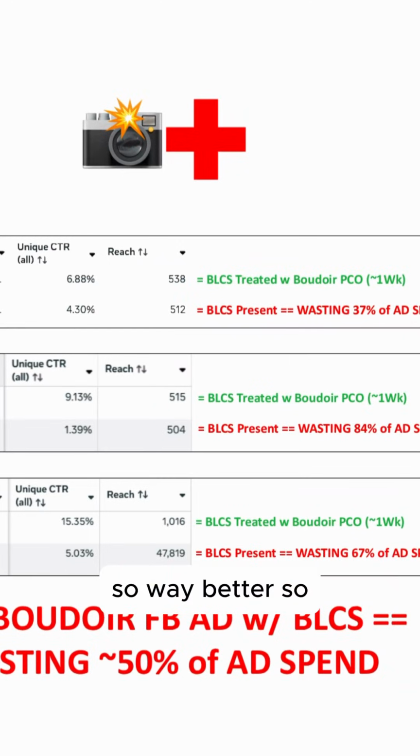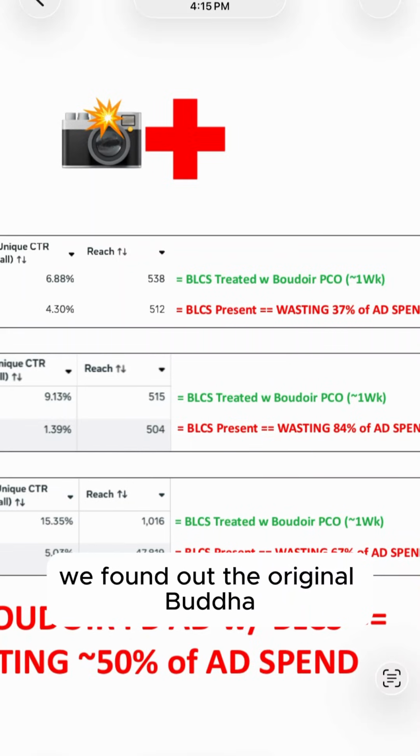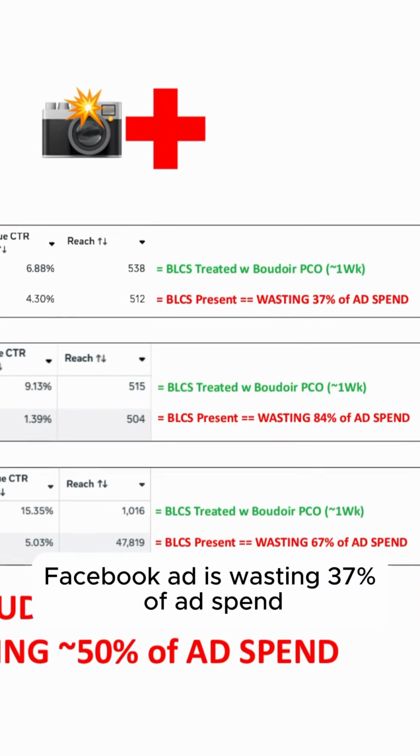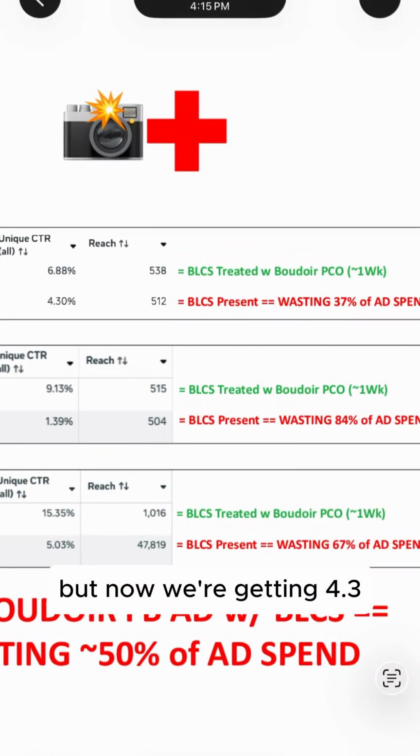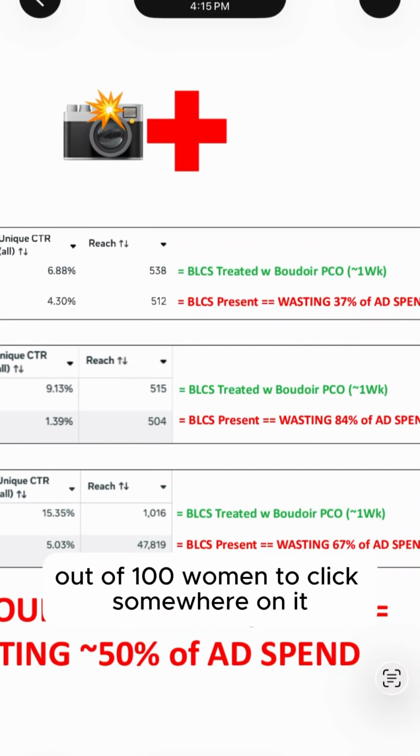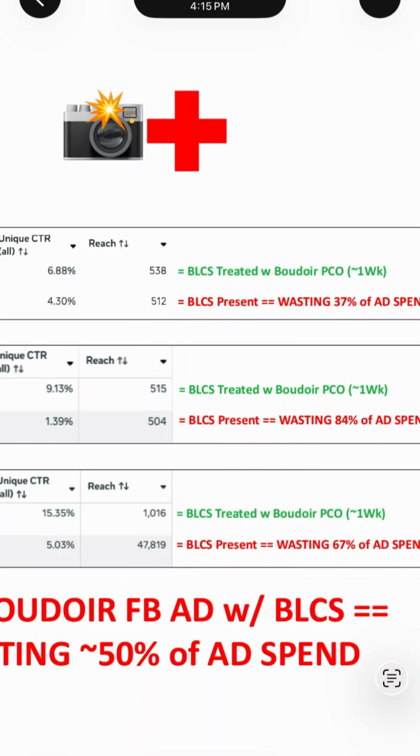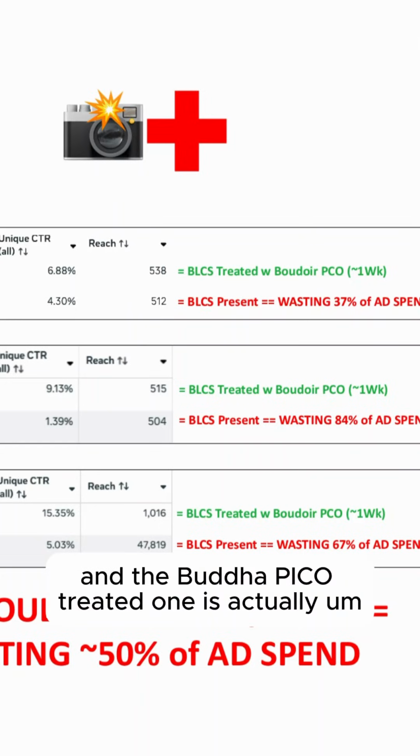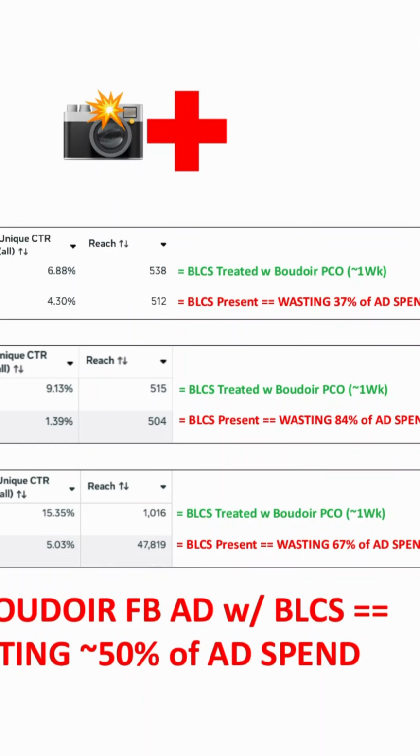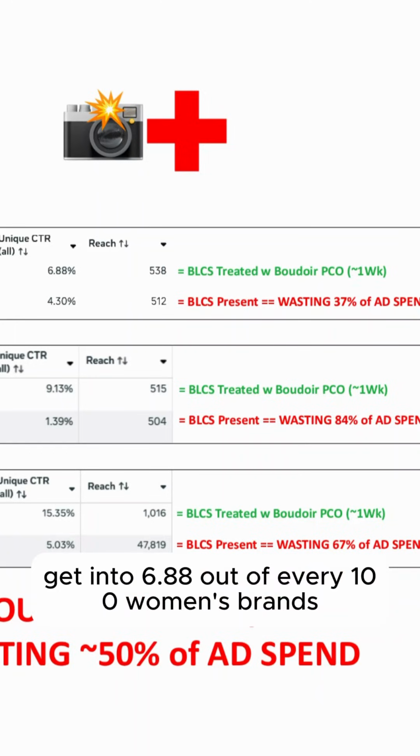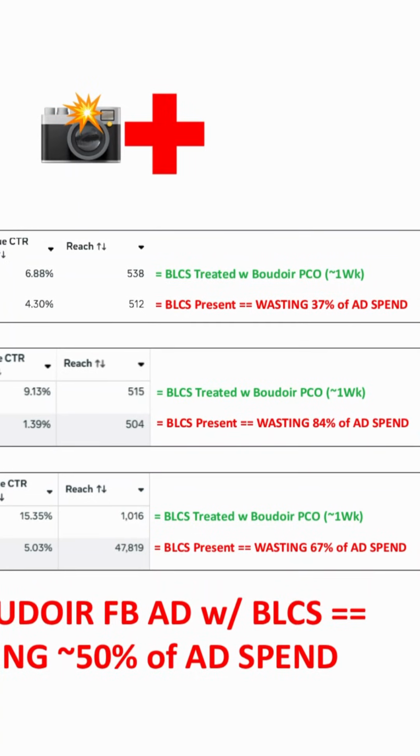So way better. So we found out the original Boudoir Facebook ad is wasting 37% of ad spend by only getting 4.3 out of 100 women to click somewhere on it and get our ad into their brain. And the Boudoir Pico treated one is actually getting into 6.88 out of every 100 women's brains.